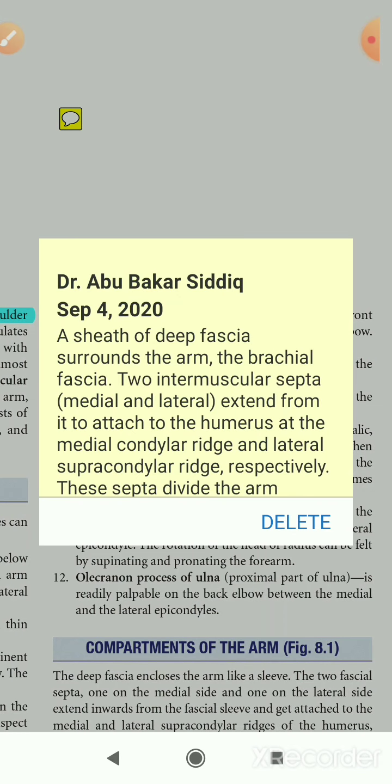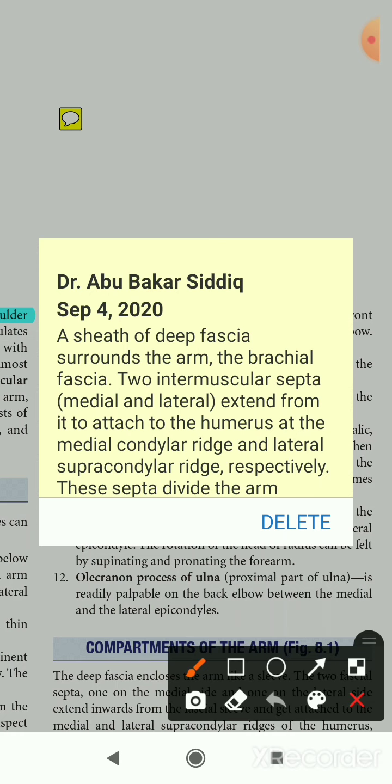In the arm there is a sheath of deep fascia which surrounds the arm. This is known as the brachial fascia, and there are two intermuscular septa. One is medial and the other is lateral.